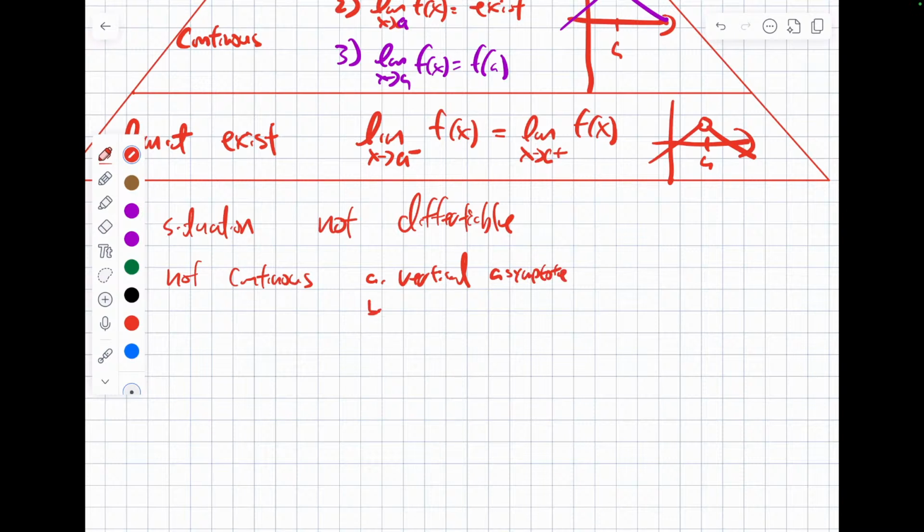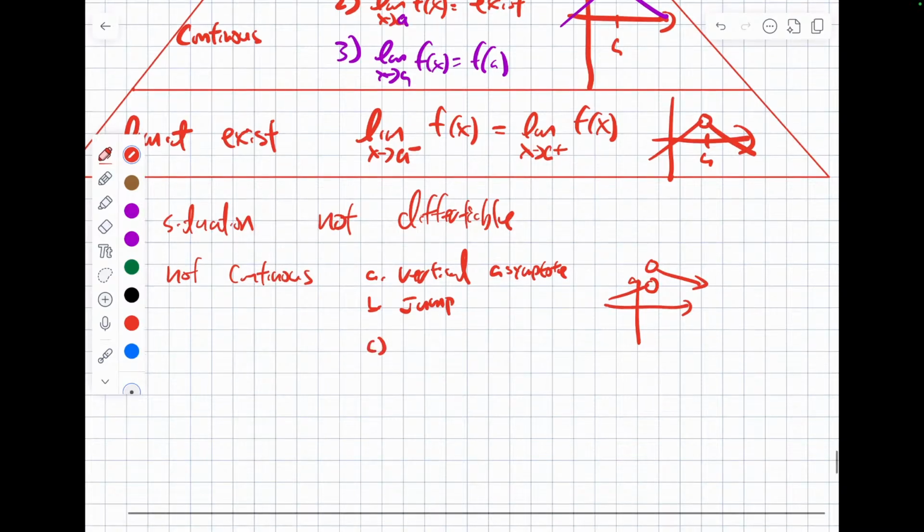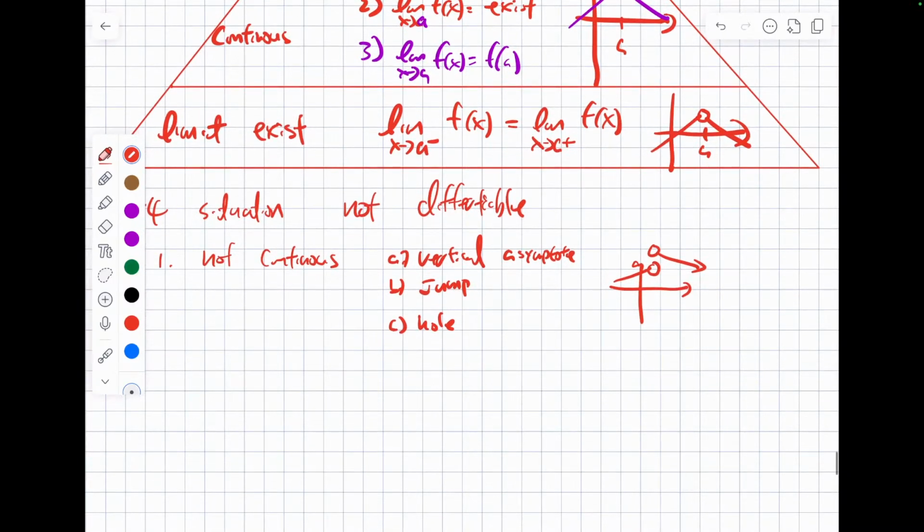Two, jump. What do you mean by jump? For example, the function looks like this. That's a jump. It's a piecewise function. C, a hole, which is all non-continuous. This is not even in question, because you don't have the middle part of the pyramid. How do you form the top part?